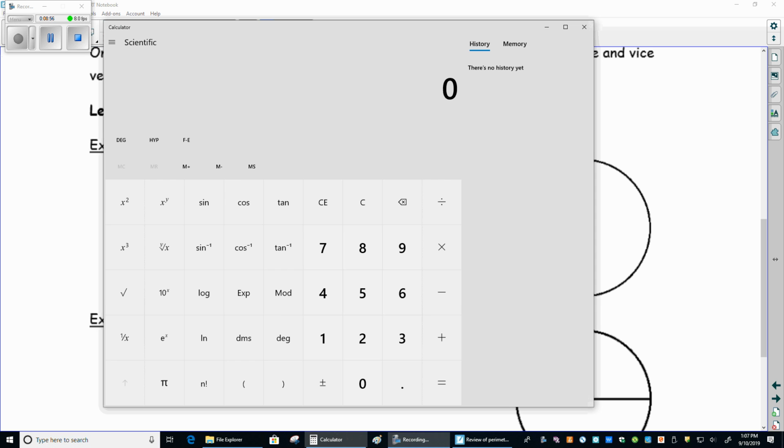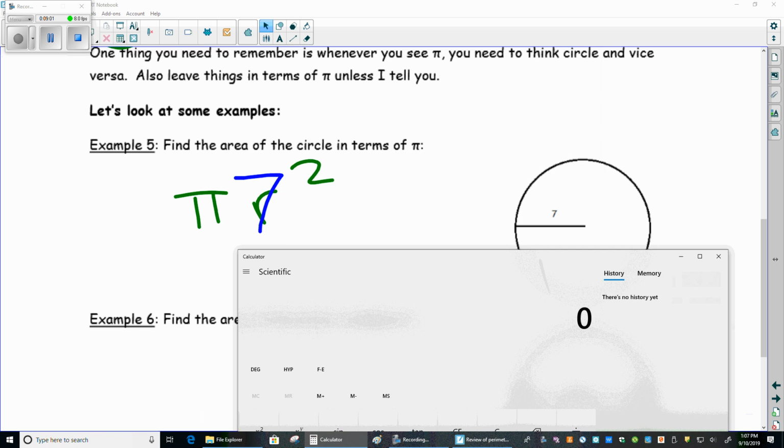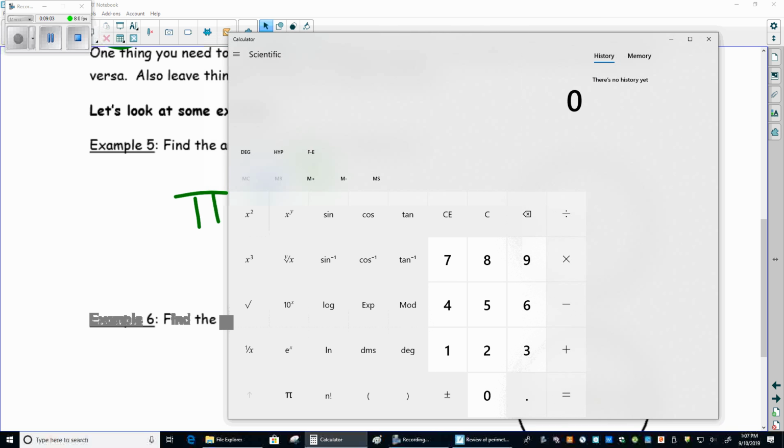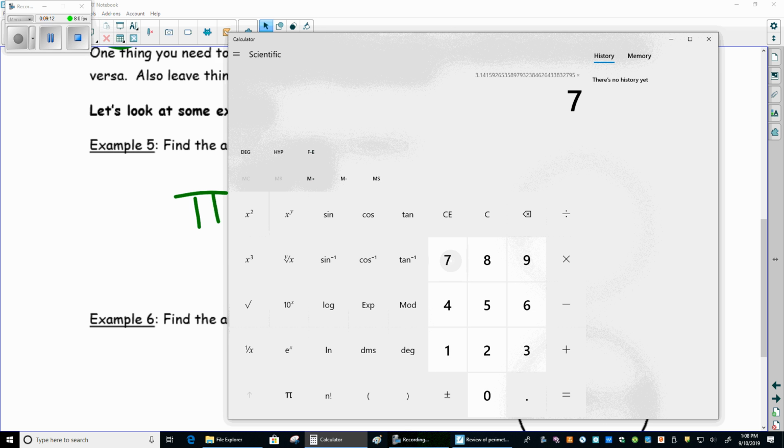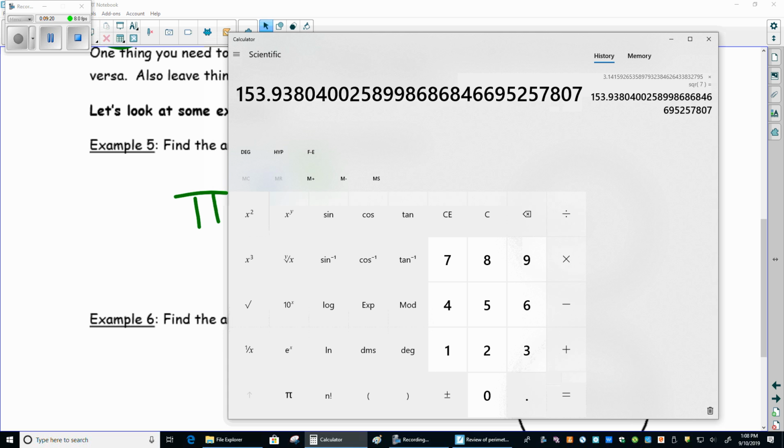In fact, why don't we do it on mine real quick? So it is pi 7 squared, so I'm going to put the pi button times the 7 button, and then hit squared. I end up getting 153.98 and so on and so forth. They're usually going to ask us to round this to the nearest tenth, so I'm going to say 153.9.